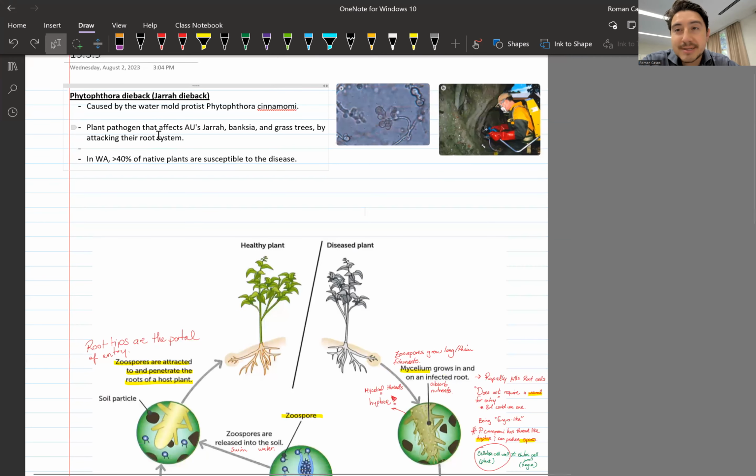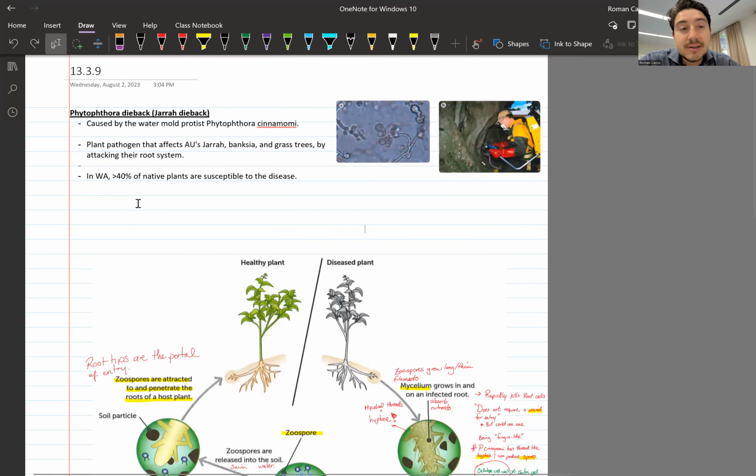So our last pathogen that we are going to discuss is the Phytophthora dieback, or the Jarrah dieback. This is a disease that you can see here from this pathogen. It is basically a protist that is a water mold or fungus-like protist, called Phytophthora cinnamomi. Sorry, there you go. Phytophthora cinnamomi. You need to remember that name and what it does, what its characteristics are.